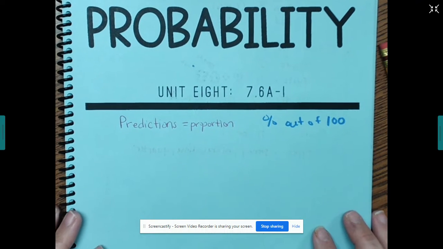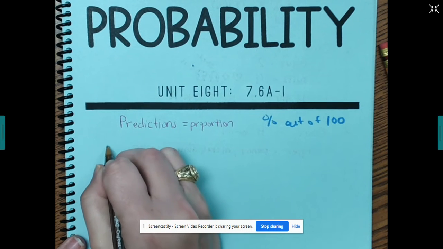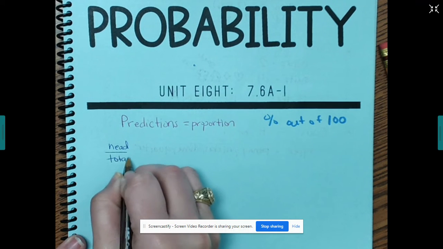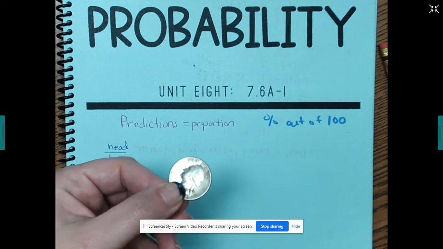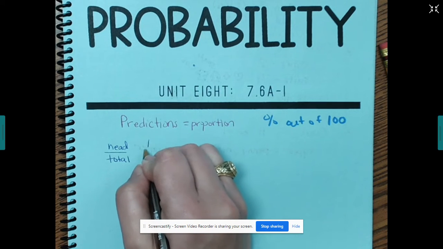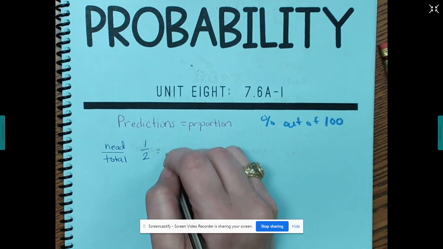All right. So I'm just going to read a question to you. It says, suppose you flip a coin 10,000 times. What is a reasonable prediction that you're going to land on heads? Okay? So I'm going to think about it. I want my coin to land on heads, and it's going to be over total. So I have to think about a coin. On a coin, what are the chances I get heads? 1 out of 2. Heads is 1, total is 2. Now the question said I am flipping it 10,000 times. So that is the total.